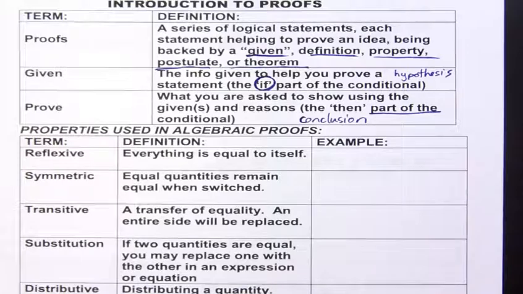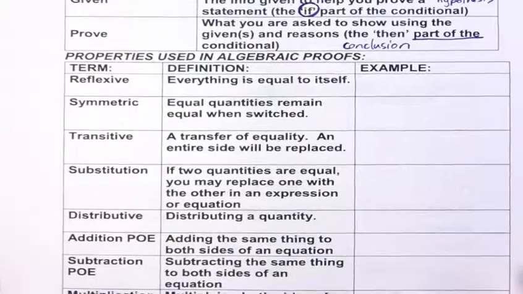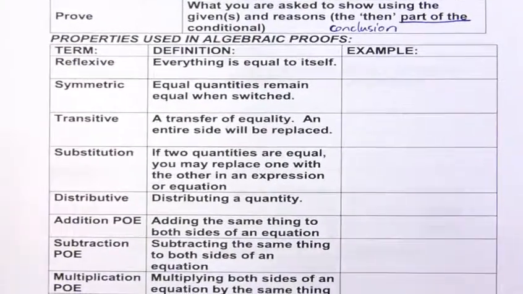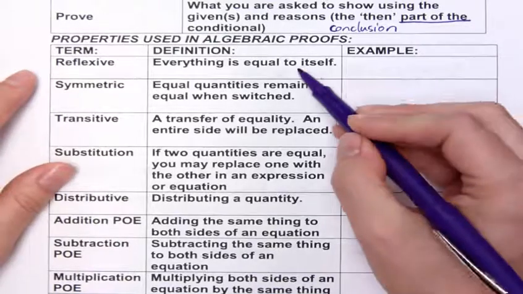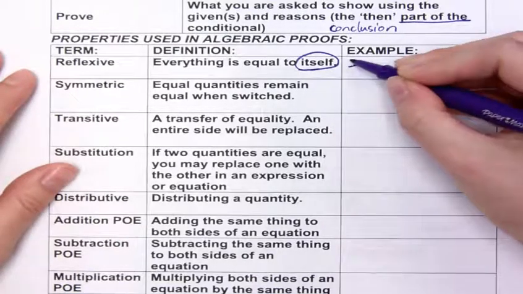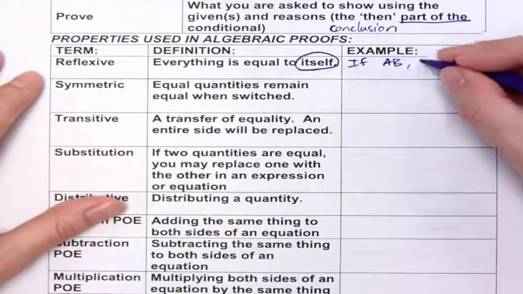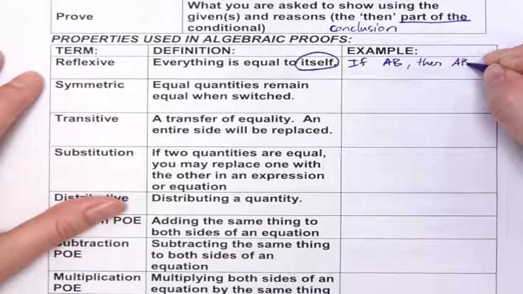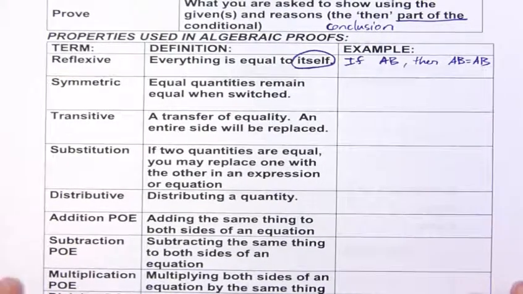We're just giving the reasons why it works. So this is, again, some more vocab that you just are going to have to know. A lot of them are kind of common sense, some of them aren't. So first one is reflexive. When you see your reflection in the mirror, what do you see? Yourself. So that's all it is, everything equal to yourself. So if you have AB, then AB equals AB. Seems common sense, right?